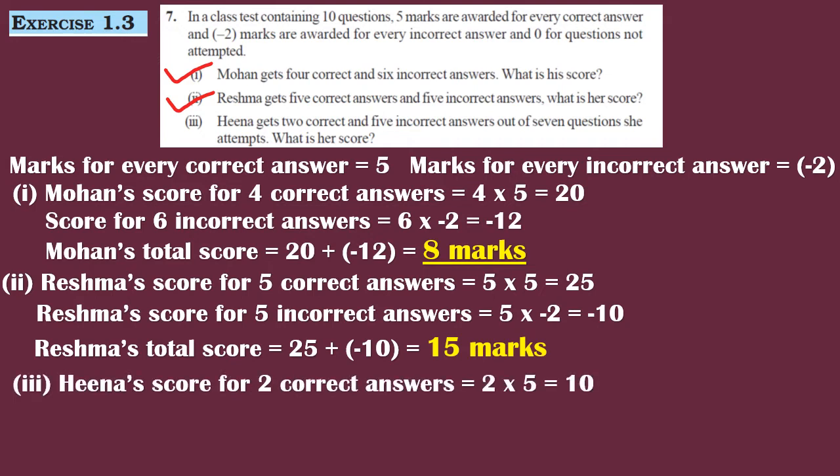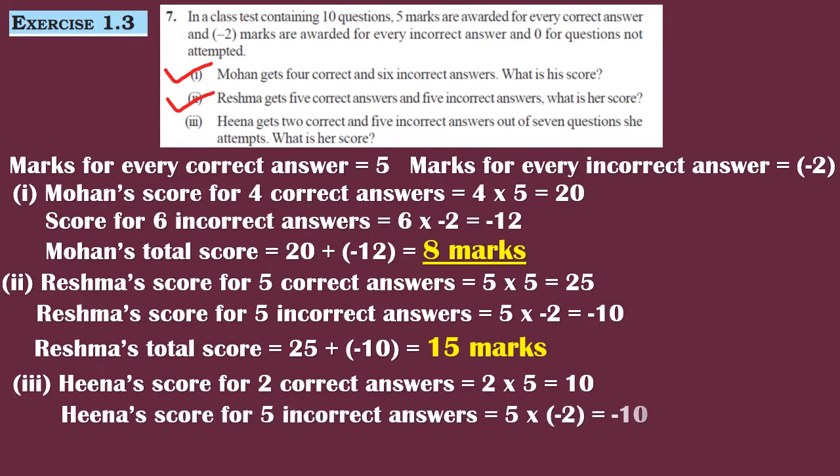Now Hina, her score for 2 correct answers, 2 into 5, 10. And 5 incorrect answers. There are a total of 10 questions, but she answered 2 questions correctly and 5 incorrectly out of 7 questions. Only 7 questions she attempted. So for the rest of the 3 questions she will get 0 marks. So no need to show that. So score for 5 incorrect answers: 5 into minus 2 is equal to negative 10. So what will be the total score? 10 plus negative 10. 10 and negative 10 cancel. So it is 0.